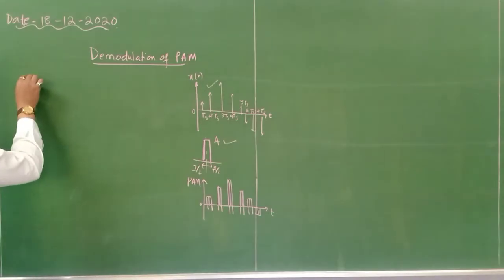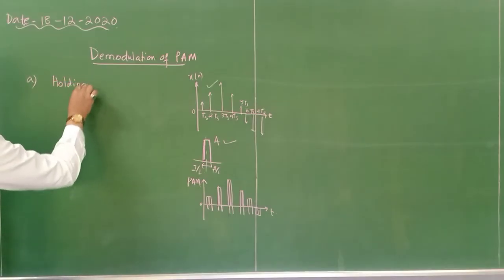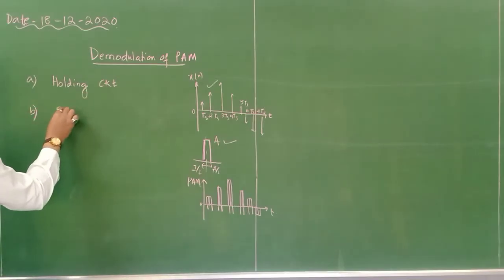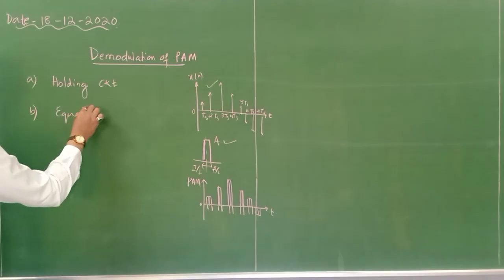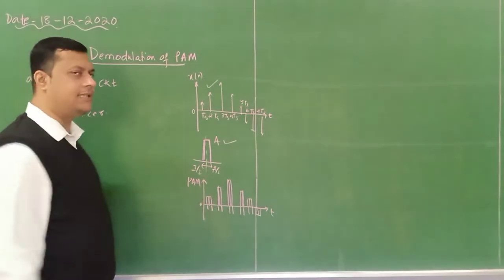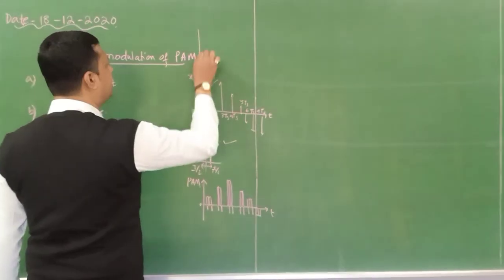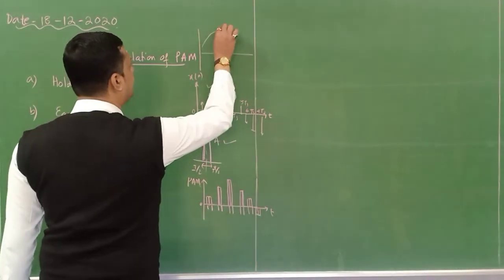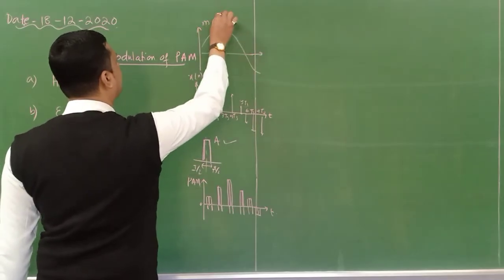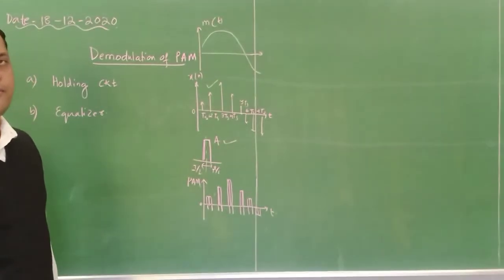So there are two types of demodulators available. One is the holding circuit and one is the zero order equalizer. These are the two methods through which, if the PAM signal is received, we can bring it back to the original modulating signal. The original modulating signal looks like this. This is my modulating signal. So from PAM to modulating signal, the process is called demodulation of the PAM signal.